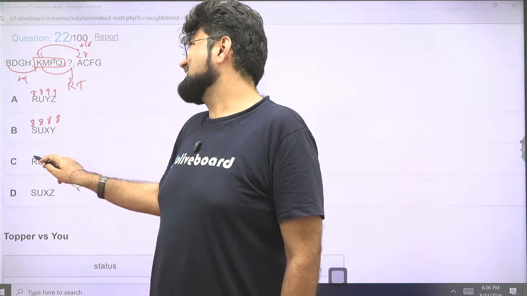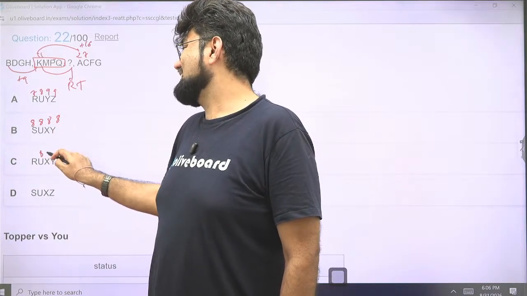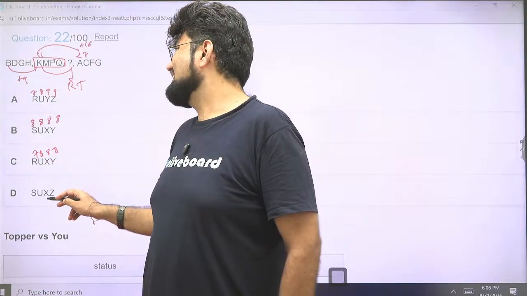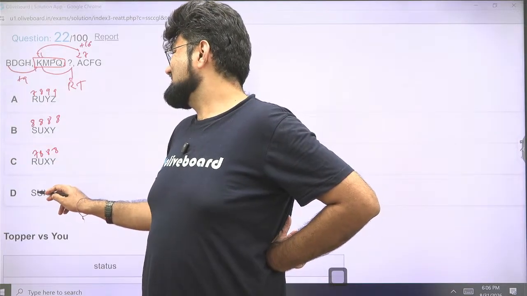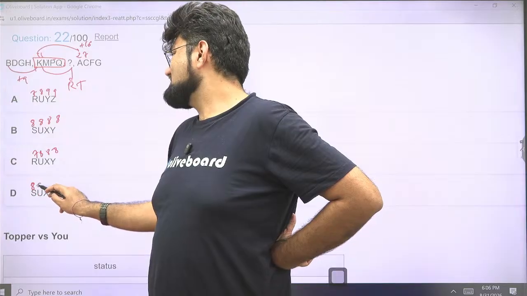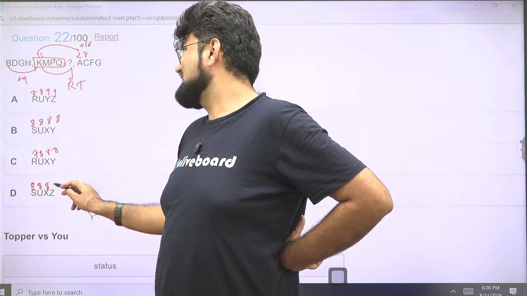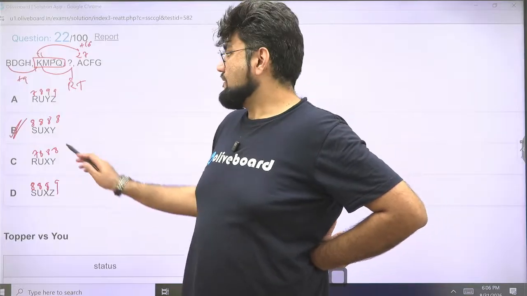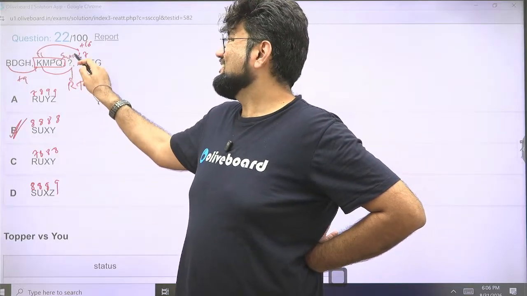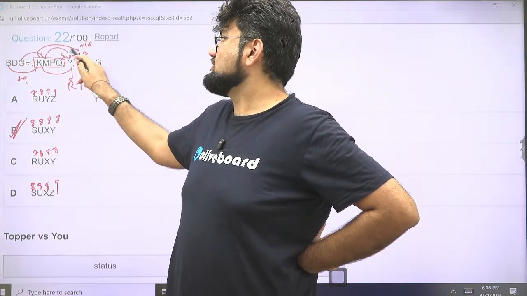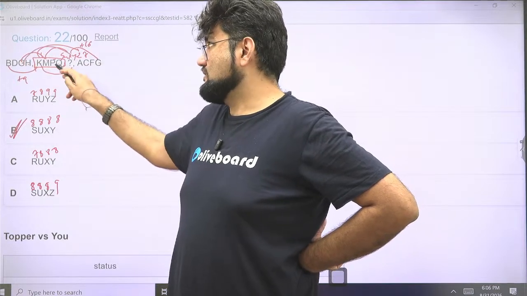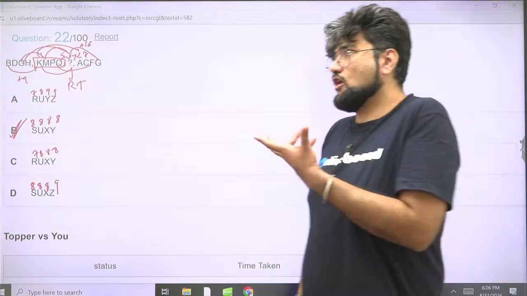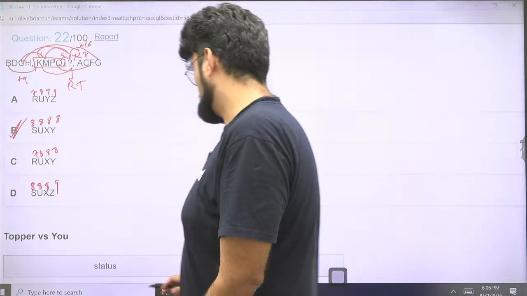Okay. Then I check RUXY. So this is 8, 8, 8, I already know. And R is 7, again does not make sense. And SUXZ. So S is 8, U is 8, X is also 8, but Z is 9. Again not making sense. This is only one option which makes sense. If I put it here, SUXY. So again, this is plus 9, this is plus 8, this is plus 8. This is random, this is random. This randomization might, I'm not sure, without a hint, can I take this into consideration or not?